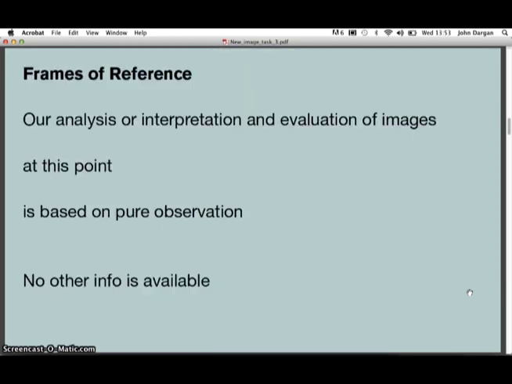But what's very important, in a sense, there's another technical, educational, art term, I guess, which is frames of reference. Now, all that means is when we analyse something and when we're trying to find out what it means, when we're trying to interpret it or say whether it's good or not, evaluating it, at this point, you're not being asked to look at any other info. You're just being asked to work purely from observation.